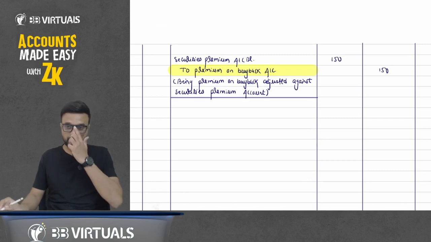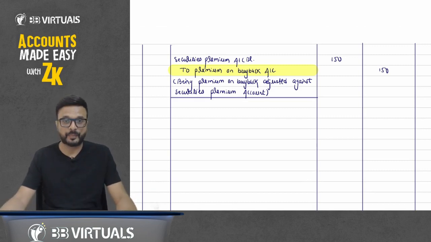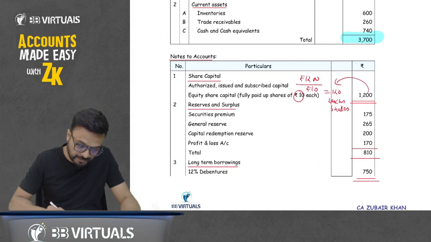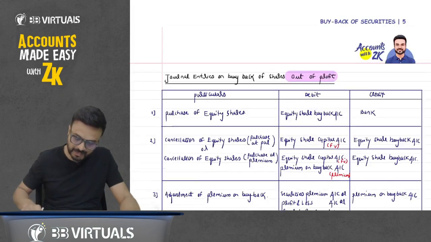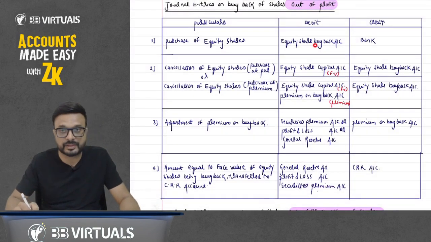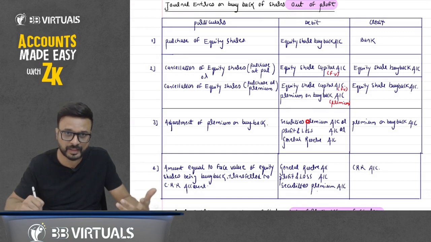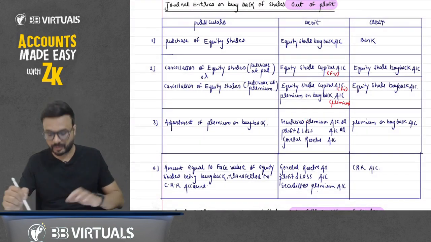Okay, adjusted against securities premium account. Now we have passed these entries: first for the purchase of these shares, then cancellation, and then write off the premium on buyback. We have enough balance in securities premium, so we write it off against securities premium.